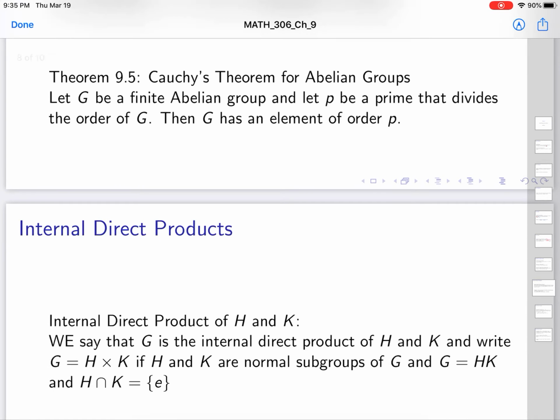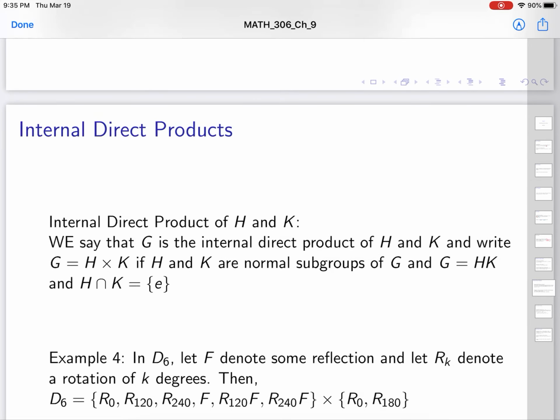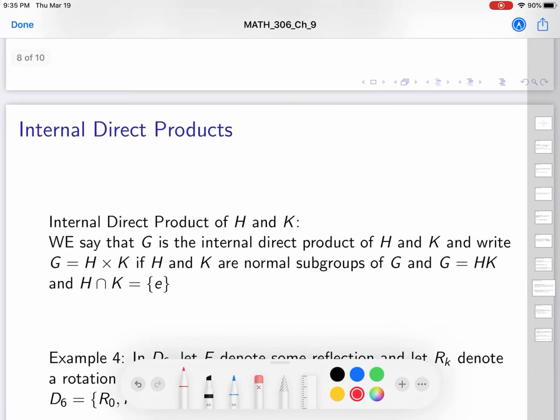Now this gets us ready for internal direct products. So we talked about external direct products, now we're talking about internal direct products. We say that G is the internal direct product of H and K, and write G equals H × K, where we're actually going to use an X for multiplication here, if H and K are normal subgroups of G, and G is equal to HK, and the intersection of those two normal subgroups is equal to the trivial subgroup.